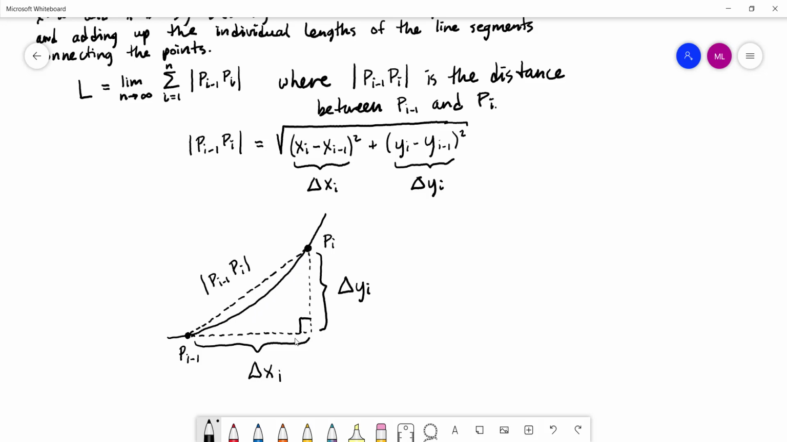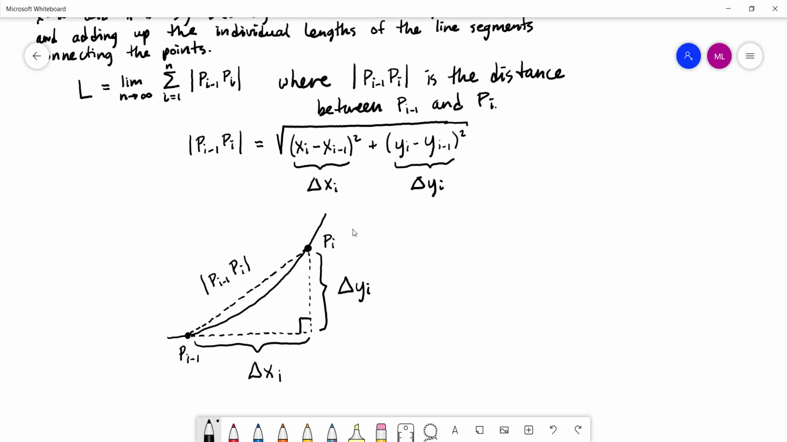But in the limit that the delta x shrinks, so that this point moves closer and closer and closer to this point, these two distances, the straight line distance and the actual curve distance, will wind up approaching the same value, so in that limit.